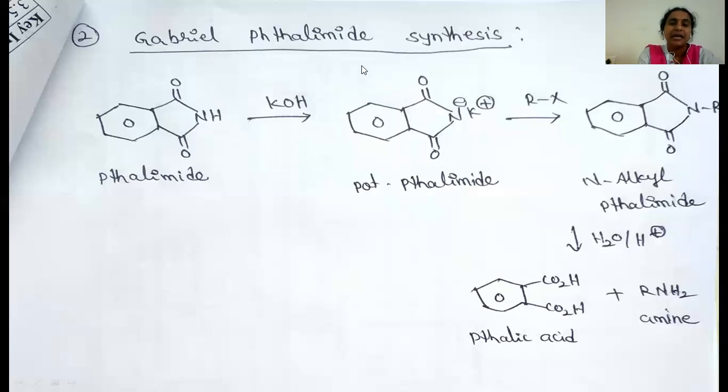In this Gabriel phthalimide synthesis, the starting reactant is phthalimide. When it reacts with potassium hydroxide, it produces potassium phthalimide. Further, when it reacts with the alkyl halide, it finally produces the N-alkyl phthalimide, which further undergoes acid hydrolysis, and then produces phthalic acid as well as the primary amine.